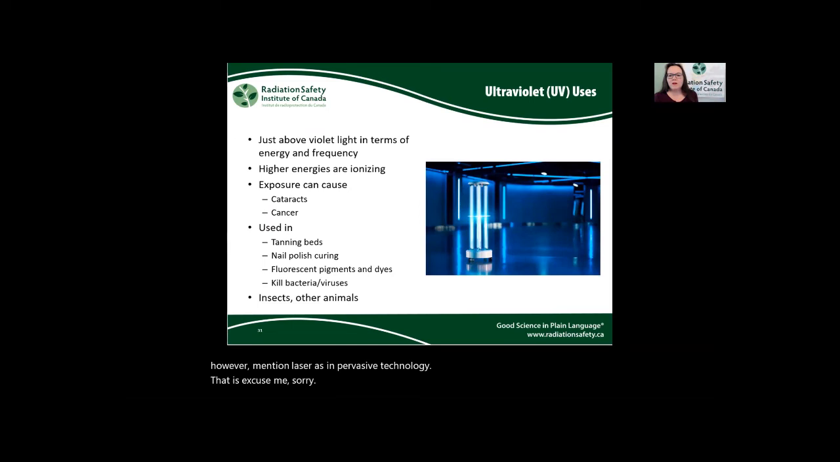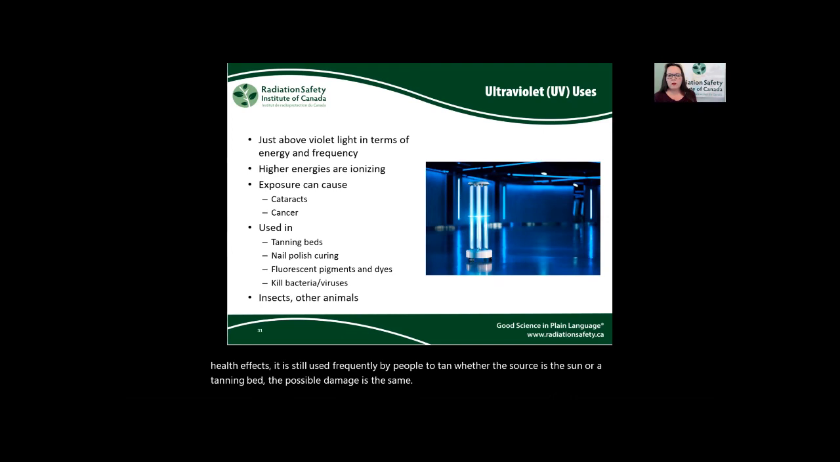Ultraviolet light is just above violet in frequency. Lower energies of ultraviolet light are not ionizing, but can produce photoelectric effects. Higher frequencies are ionizing. Exposure to ultraviolet can cause cataracts and increase your risk of getting cancer. Although it has these health effects, it is still used frequently by people to tan. Whether the source is the sun or a tanning bed, the possible damage is the same.